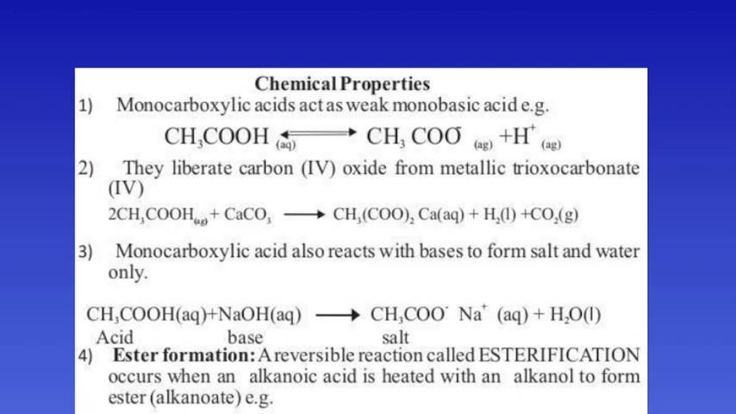What are the chemical properties of the acid? Your monocarboxylic acids act as weak monobasic acids. So just take note that once you are dealing with your alkanoic acid, it acts as an acid because it is an acid. Yes, it liberates one of the hydrogen ions, which is the hydrogen attached to the carboxylic group. So note that these other hydrogen atoms here are not ionizable. The only ionizable hydrogen ion is the one attached to the carboxylic group. Moving ahead, they liberate carbon dioxide from metallic trioxocarbonate(IV).